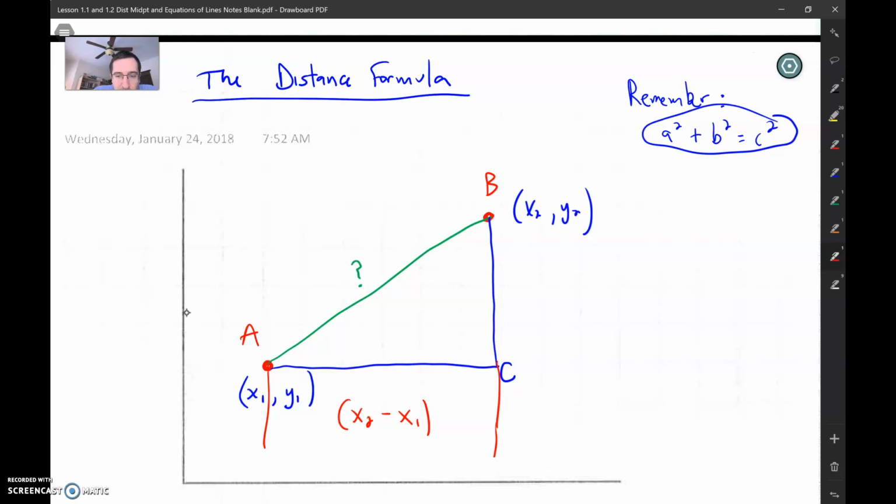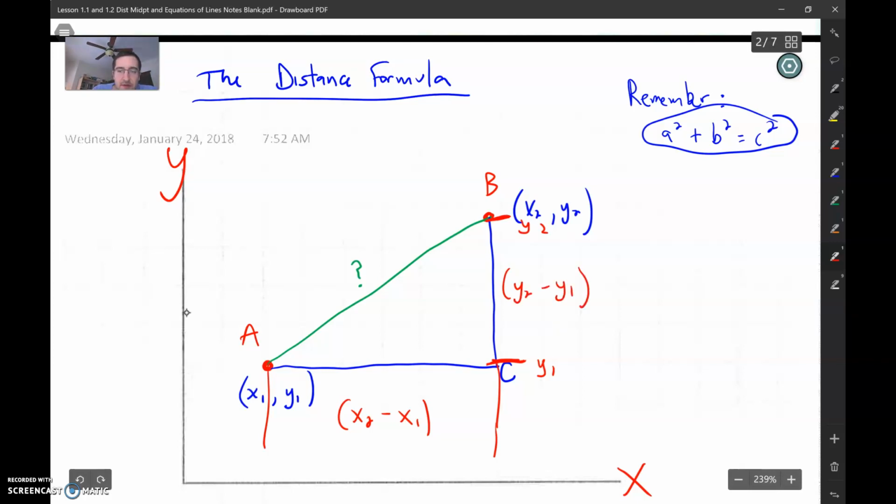And if we did the same thing going up and down, we know that right here, this is level with y1. Remember, this is the y-axis, this is the x-axis. So this is level with y1, and this up here is level with y2. So it's like, oh, what's the distance between these two? It's your second y minus your first y. So this is the length of this blue vertical line. This is the length of this leg of the triangle.